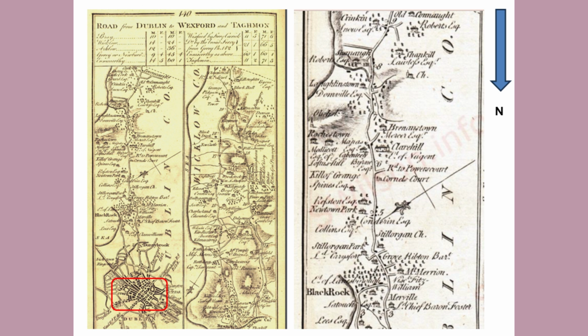But by zooming in on the map, you can see the houses and the churches there more clearly, as well as a house name. They've included the owner names for some of them. So you can see I've circled there Stillorgan Park, owned by Lord Carysfort.